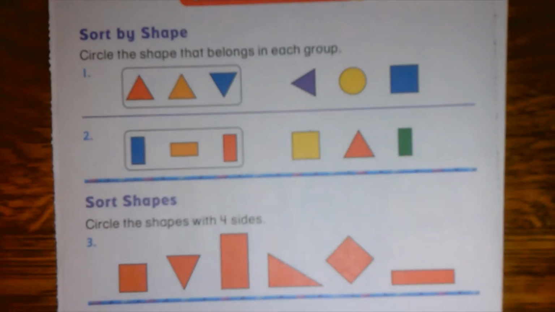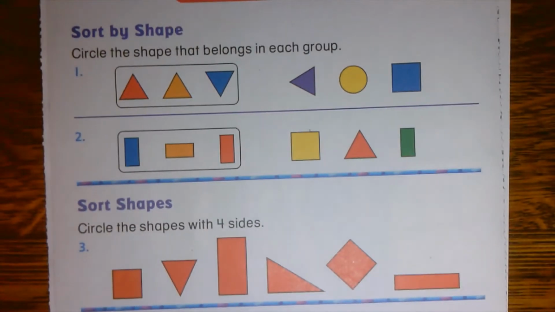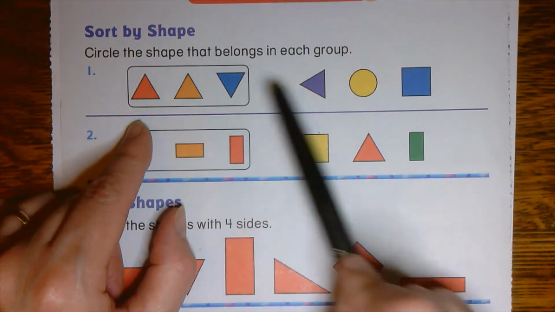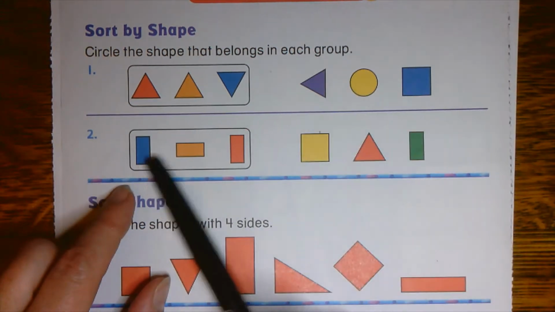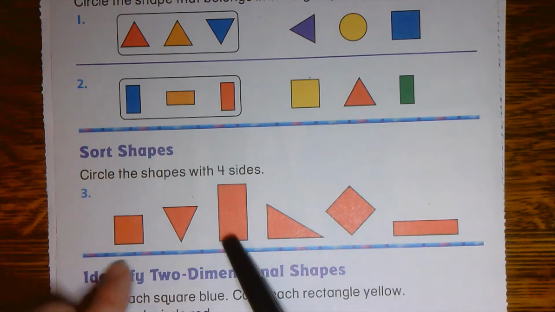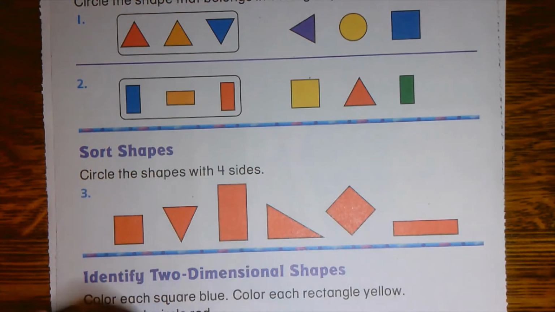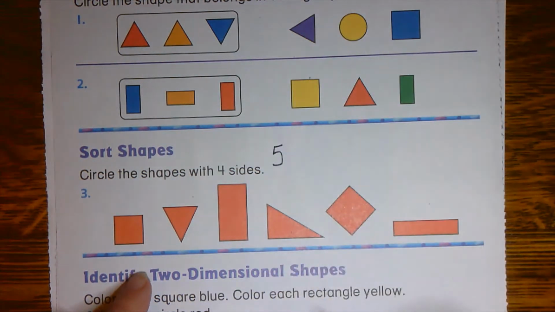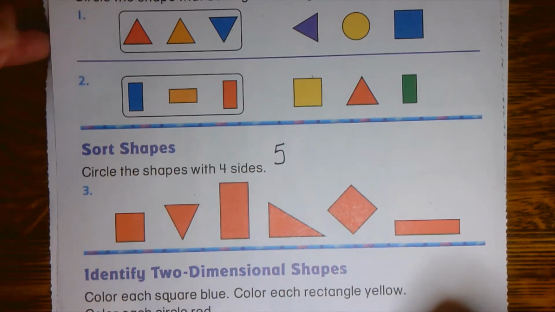All right, guys, and then again here, this should not be very challenging. Circle the shape that belongs in each group. So here's the group. Which one of these belongs? Here's the group. Which one of these belongs? Circle the shapes with 4 sides. Again, I would imagine that's not very difficult. You're going to have 5 shapes that you circle right there.